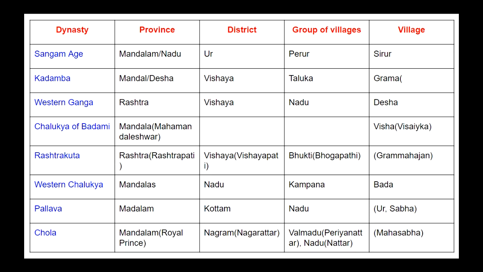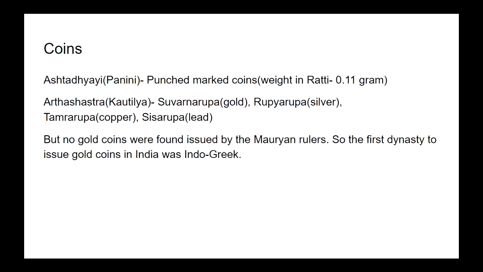Chola Empire. Mandalam was controlled by a royal prince. Then Valmadu, Valnadu, and Nadu were under the control of Nagarattar. Both are groups of villages. Nadu was a small group of villages. Then Valnadu was a bigger group of villages. Nadu was under the control of Nattar. Valnadu was under the control of Periya Nattar. And the village was under the control of Mahasabha.